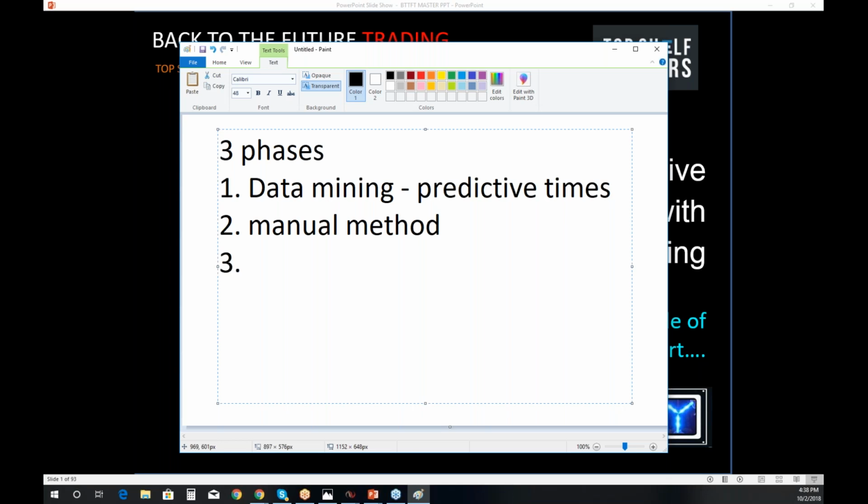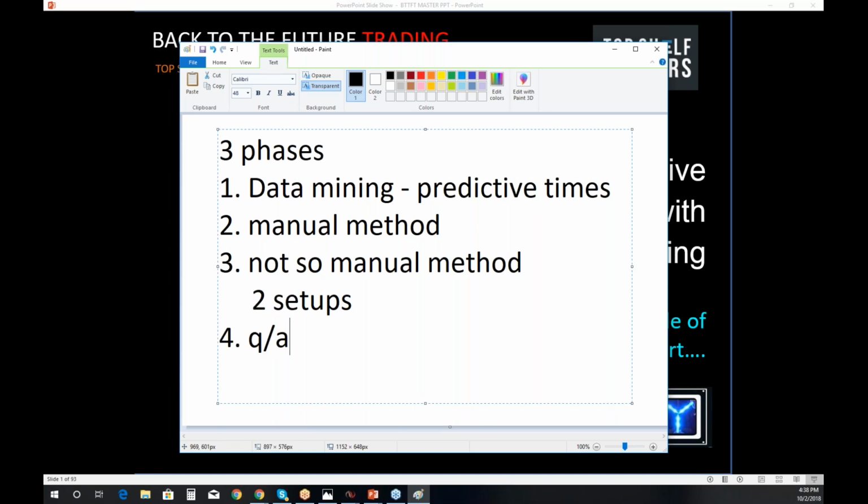Number 3, we're going to show a not so manual method and describe a little bit about how that works. And we'll talk about 2 setups that I teach that are very easy to master, and we can apply those setups to the manual method or the not so manual method. At the end of that, I'll have a Q&A session for as long as you have a question about things, and I have a 100% honesty guarantee, no filter, whatever the answer is, first response, no whitewashing it, you get the unvarnished truth.